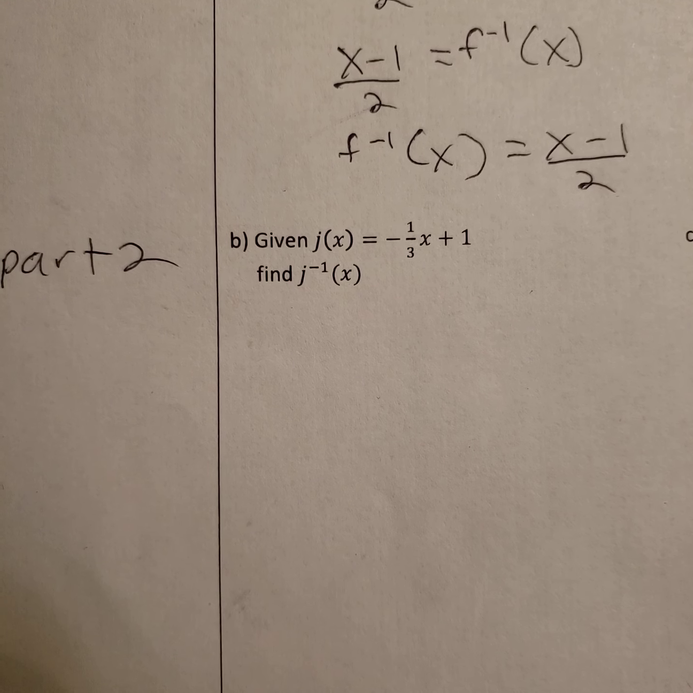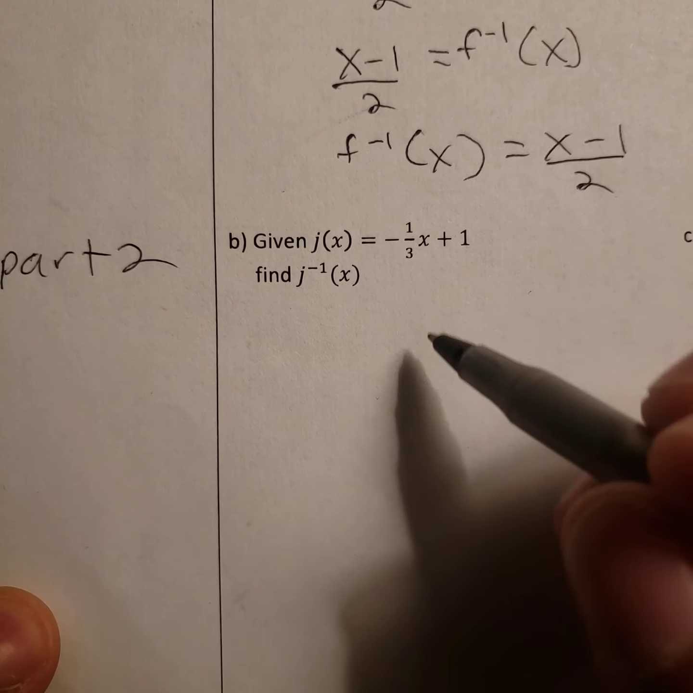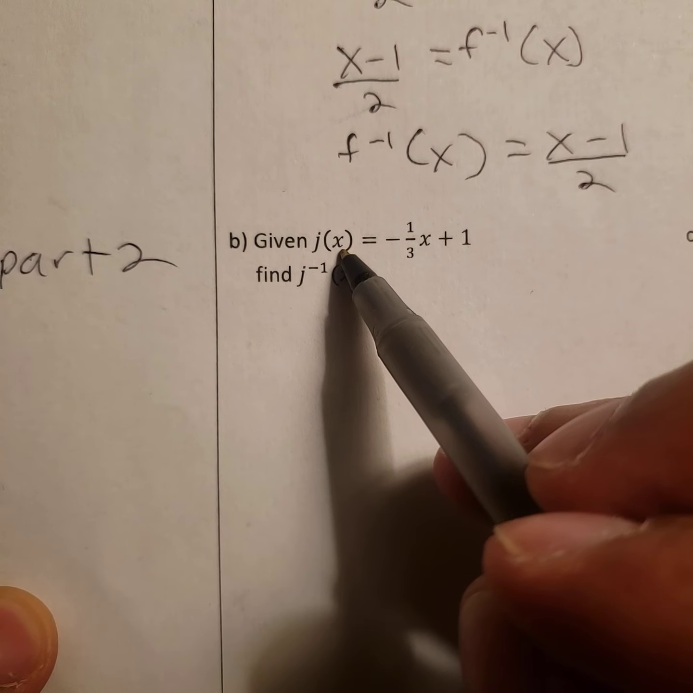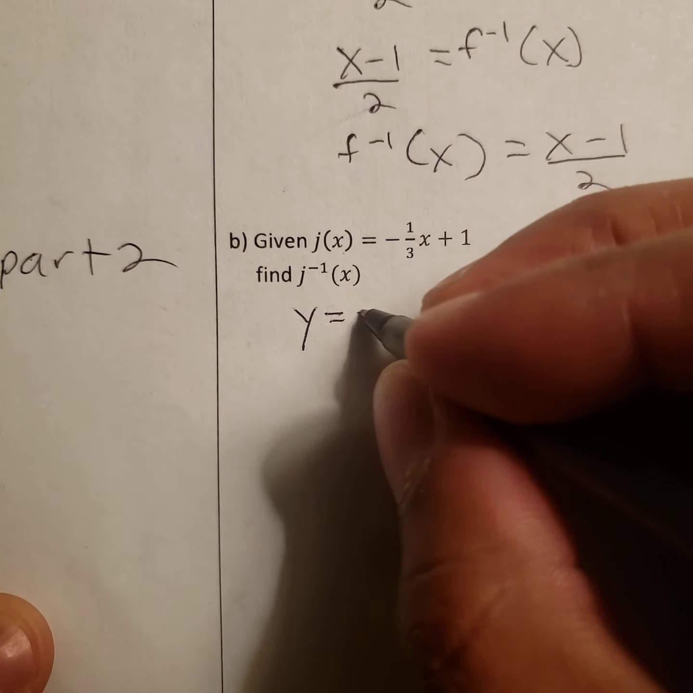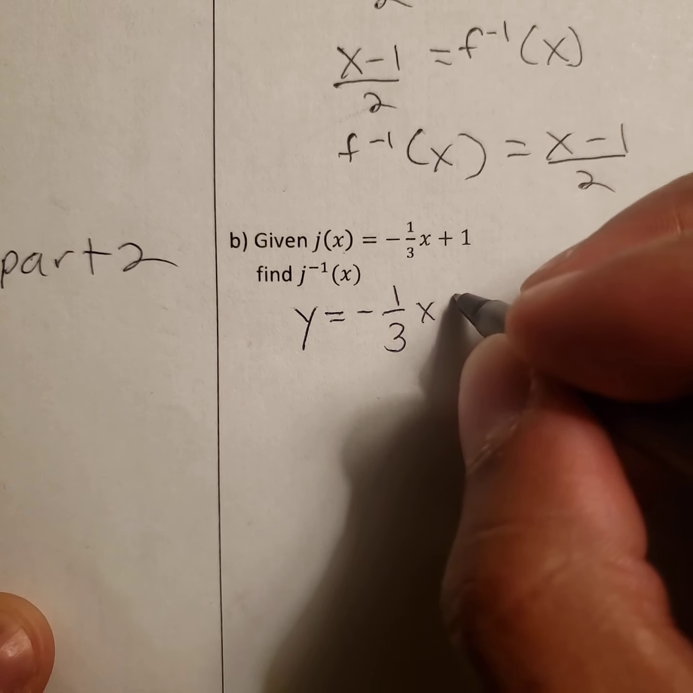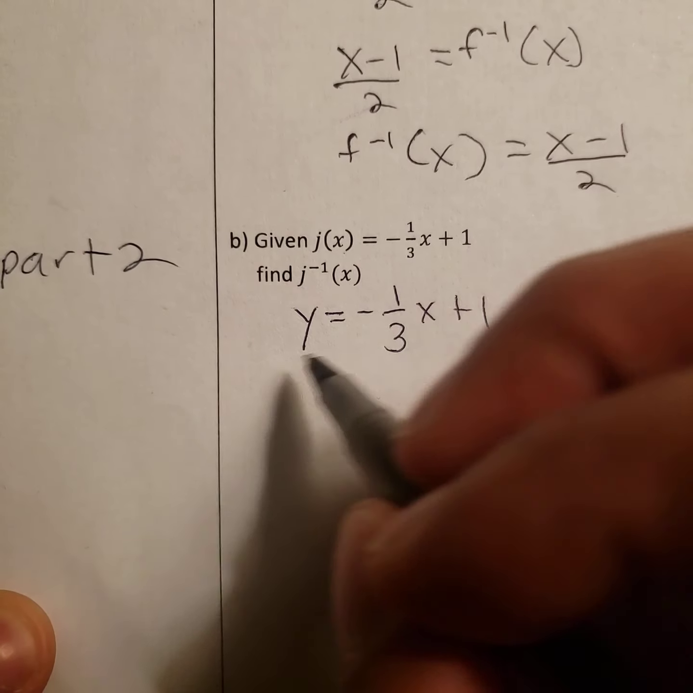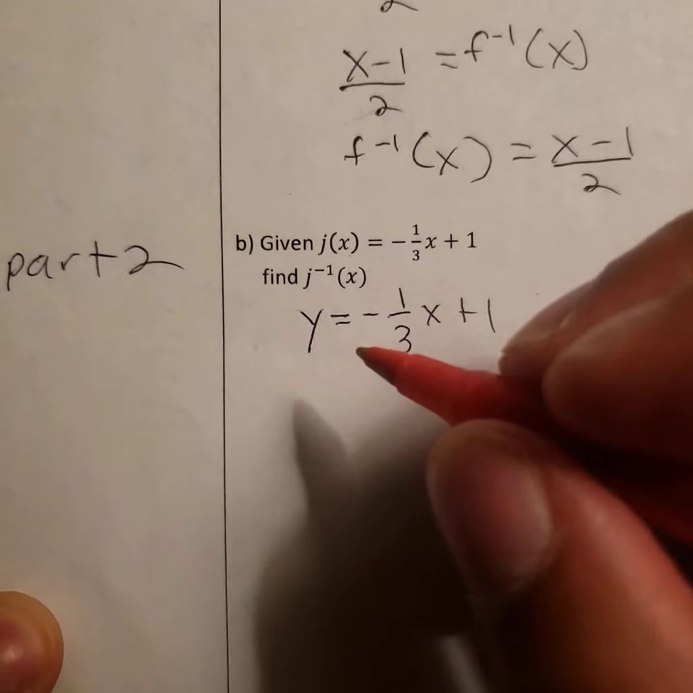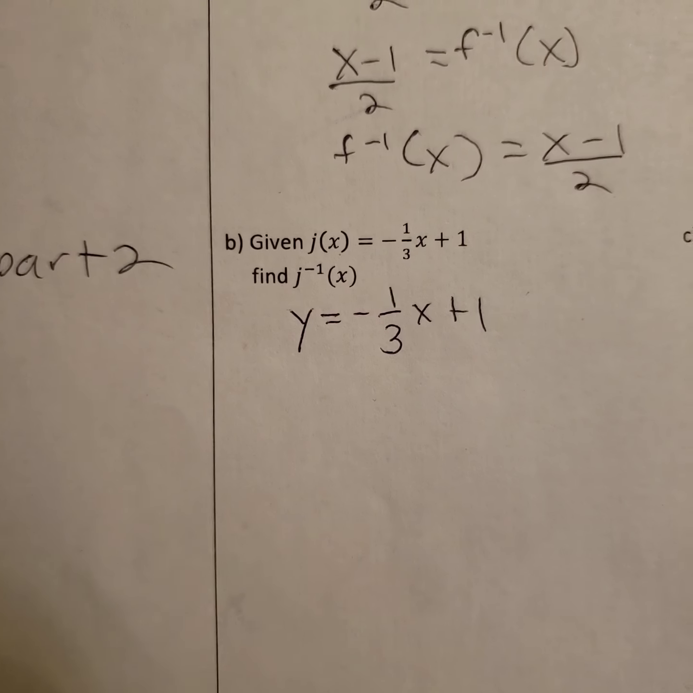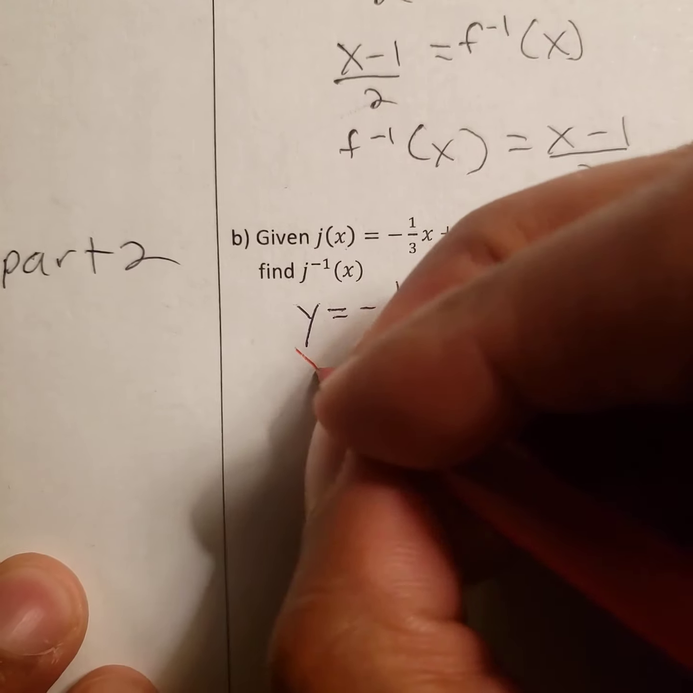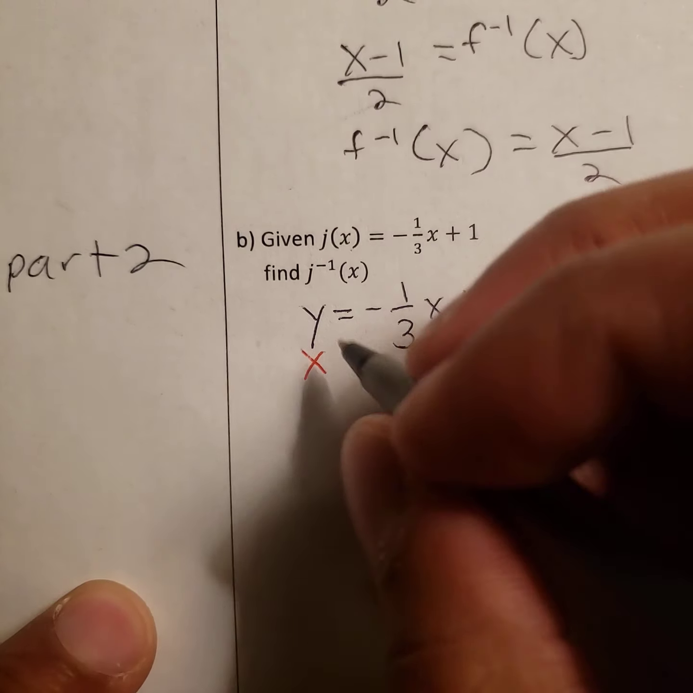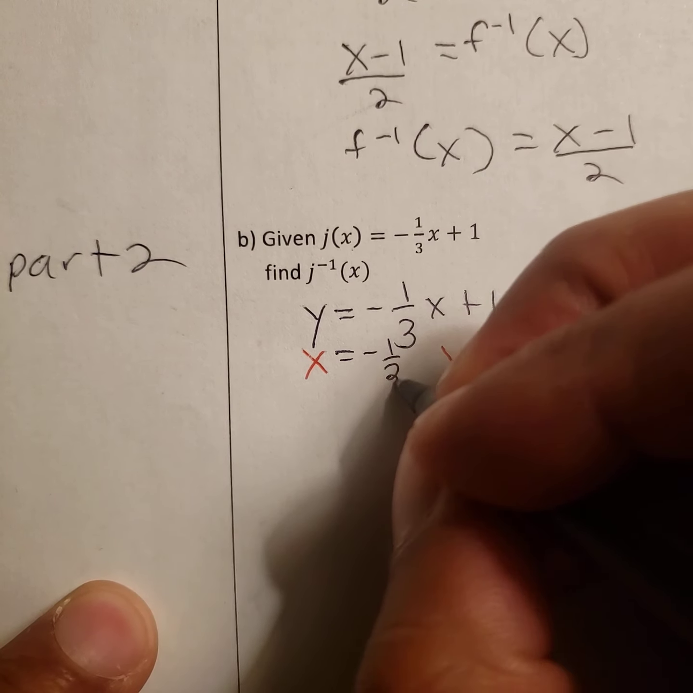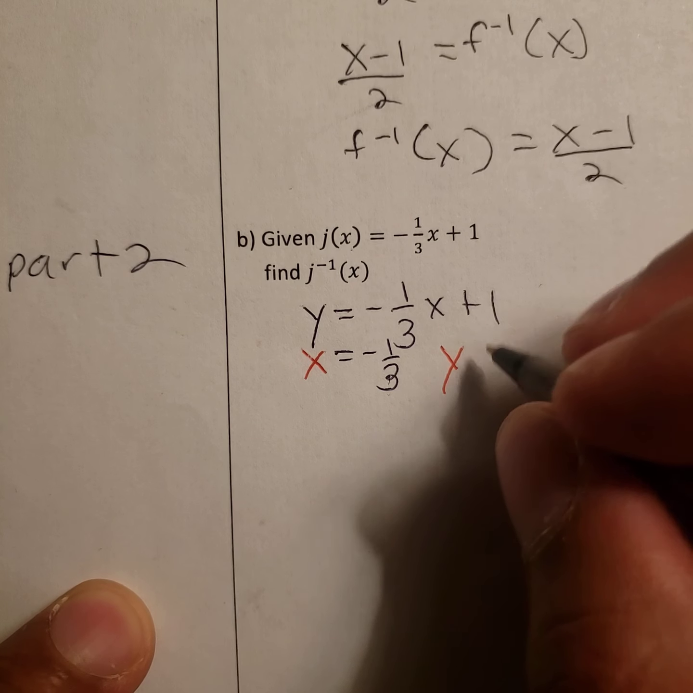Okay, this is part 2. So I'm going to change the j of x to y, equals 1/3 x plus 1. Remember, step 1, I'm going to switch the x and y here. I'll make this x and this y, and 1/3 y plus 1.